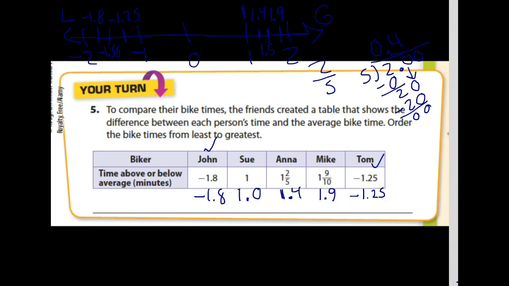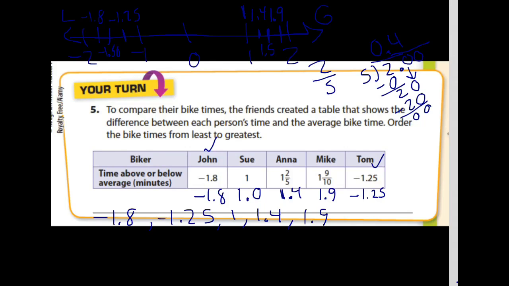If I was going to put these in order from least, which is on the left, to greatest, the first number would be negative 1 and 8 tenths. The next number would be negative 1 and 25 hundredths. The third number would be 1. The fourth number would be 1 and 4 tenths. And then the last number would be 1 and 9 tenths.